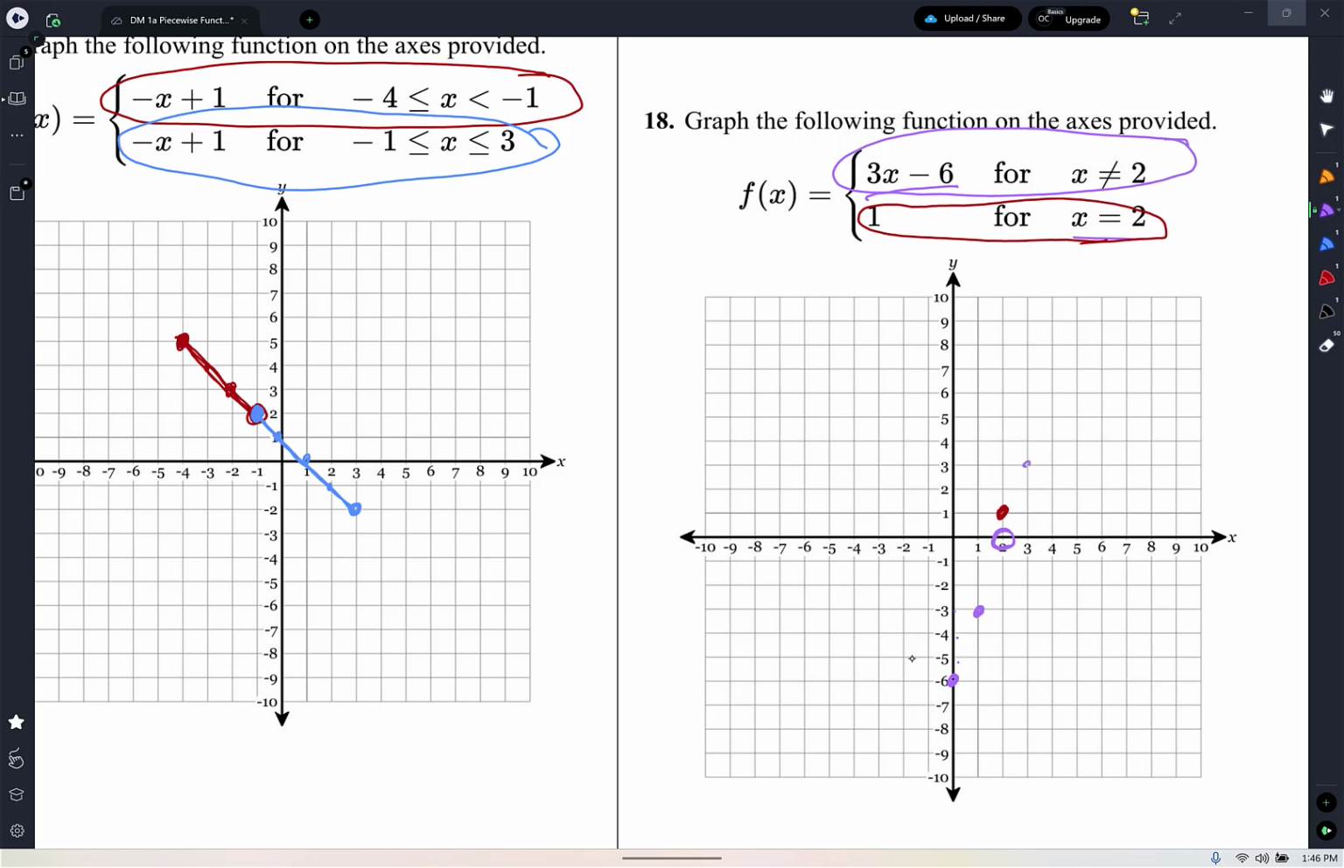Up 3, right 1, point. So I have a point at 3, 3. I have a point at 4, 6. I have a point at 5, 9. And here's how it looks.